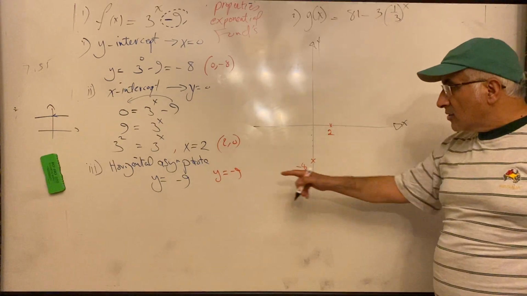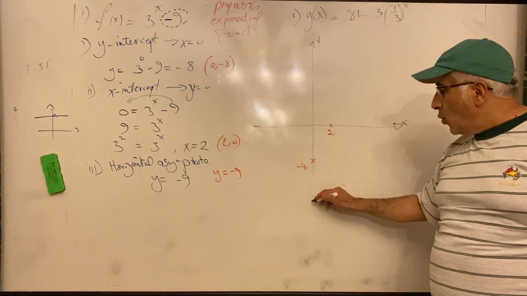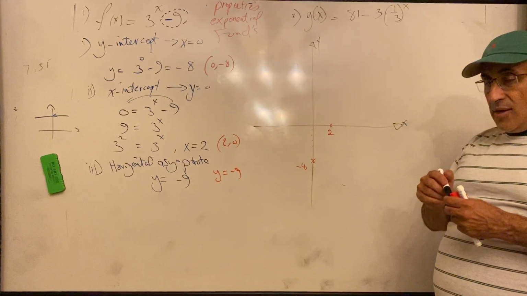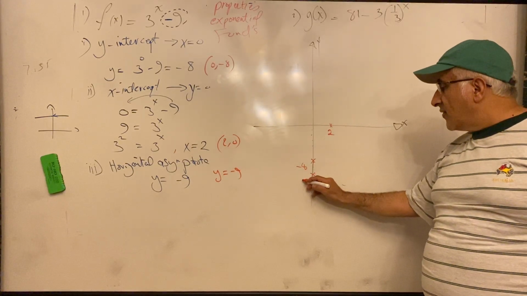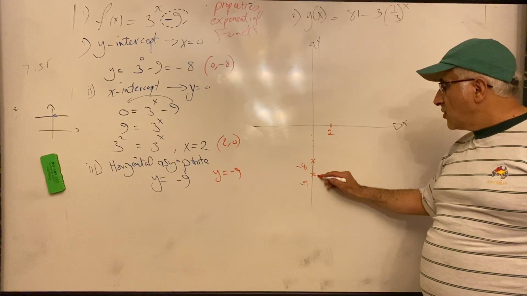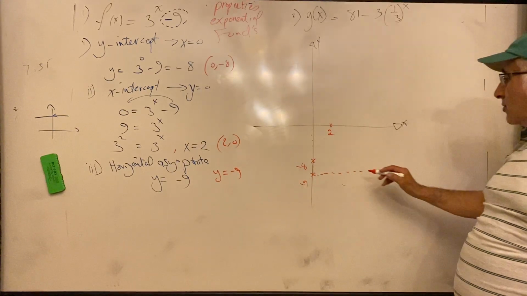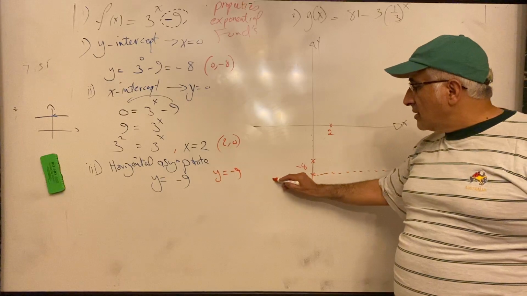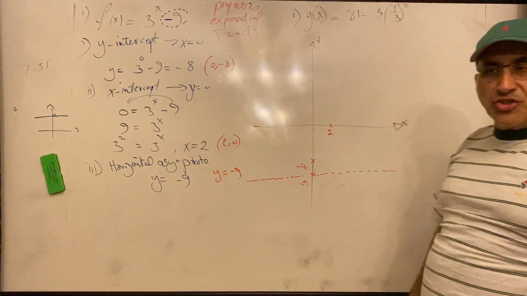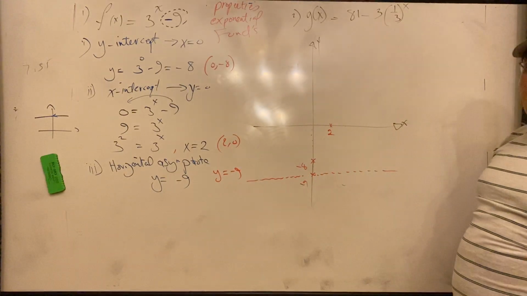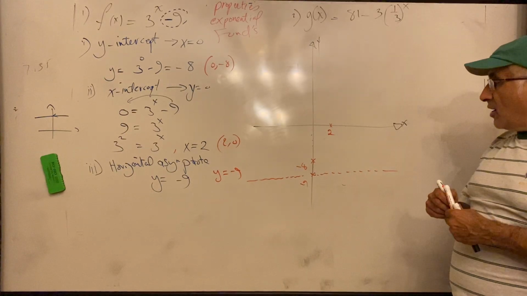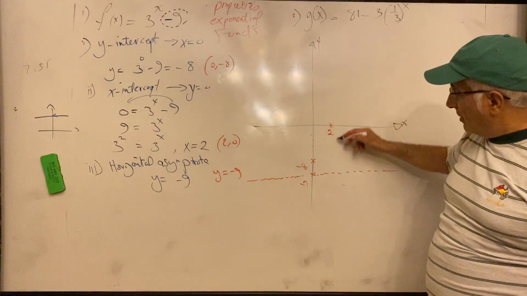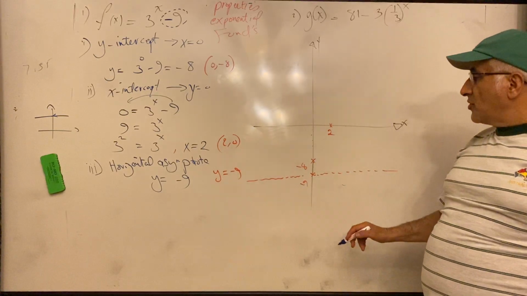The horizontal asymptote is where you cross the y-axis. So where would you cross the y-axis? If that's negative 8, this is negative 9. This is called your horizontal asymptote. It's a hidden, imaginary line that you cannot touch and cannot cross, but you can approach. So ladies and gentlemen, your curve is a simple exponential curve.